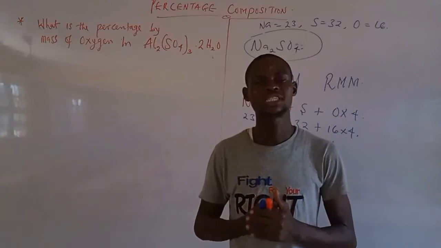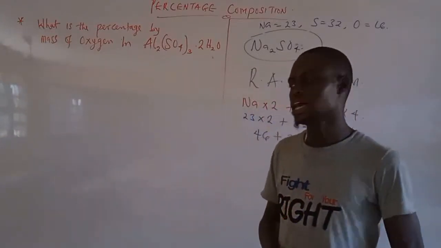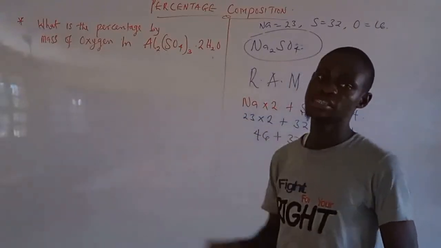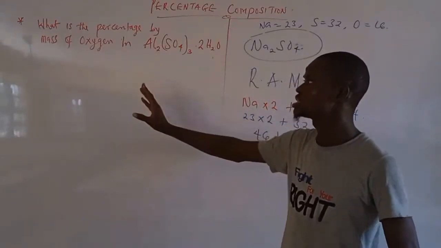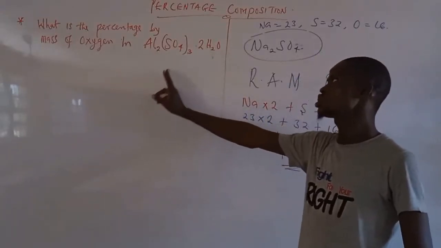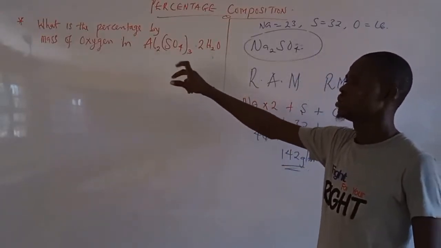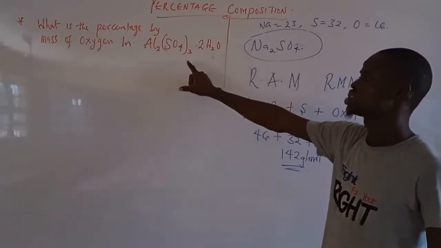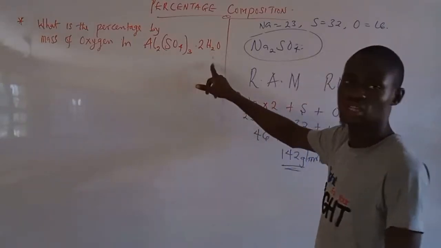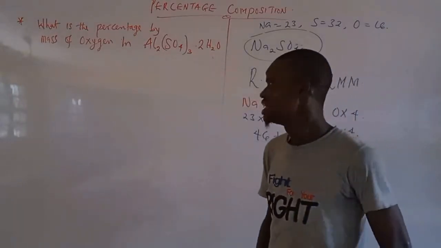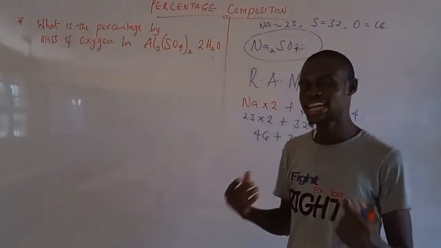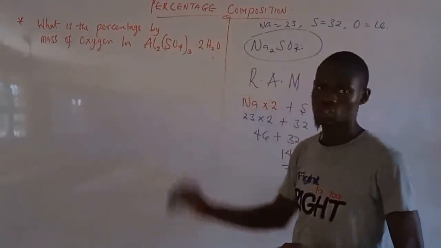Please note that at the end of this class, we are going to take a look at a question set in a previous year in JAMB, which asks: what is the percentage by mass of oxygen in Al2(SO4)3, which is aluminium sulfate, hydrated? This is a hydrated salt. We want to look at how we find the percentage by mass of oxygen here. At the end of this class, you should be able to solve this.